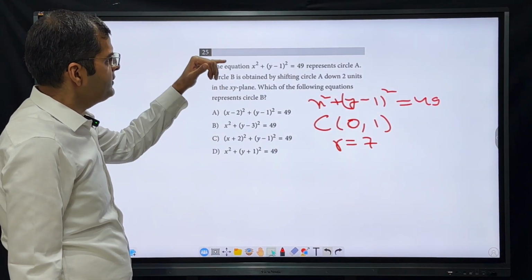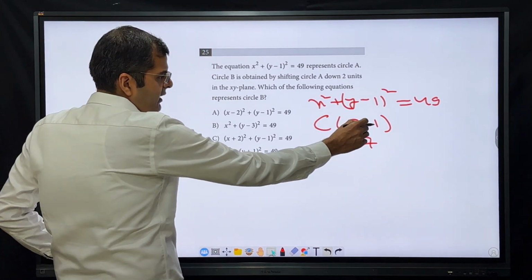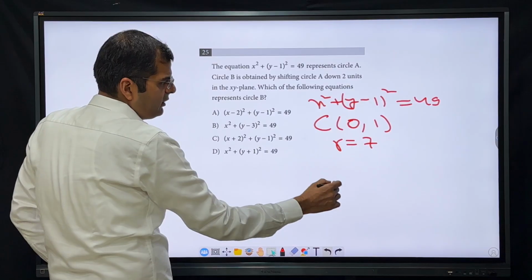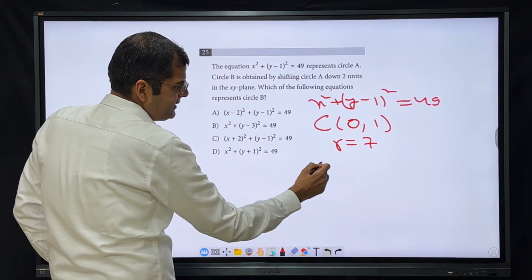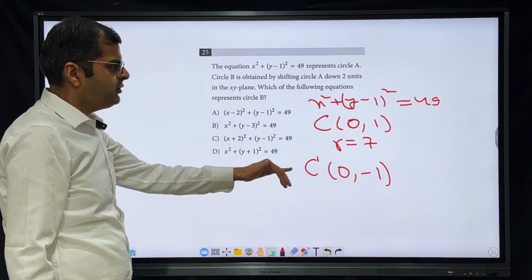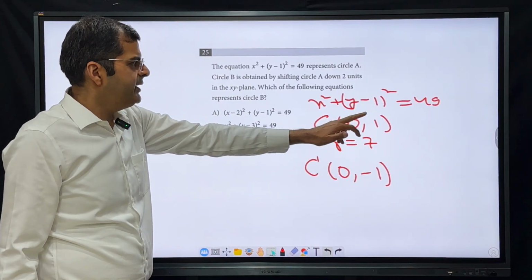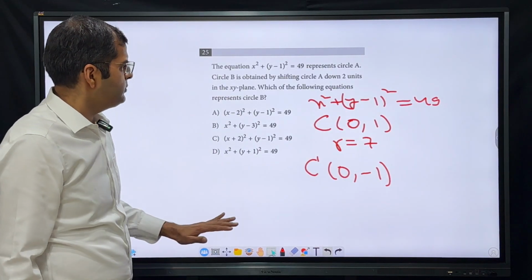Circle B is obtained by shifting circle A down 2 units on the XY plane. So from (0, 1), I am going down 2 units. The center goes down 2 units. Down 2 units means the new center C dash will be (0, minus 1). The x coordinate remains the same. Y goes 2 units down, so it will be 1 minus 2, which is minus 1.